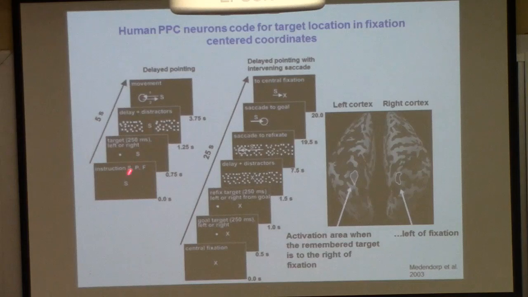And the idea is that while you are preparing to make a saccade to the left, it will be the right parietal cortex that becomes activated. So the stimulus of interest is on the left side of the screen, left side of fixation, and that's going to activate neurons on the right side of the parietal cortex. Okay? Does that make sense?